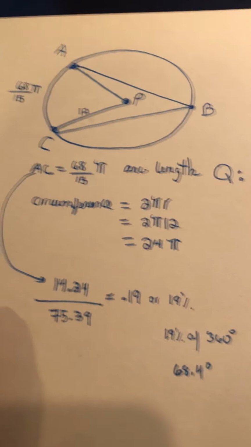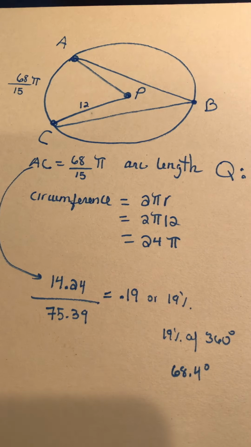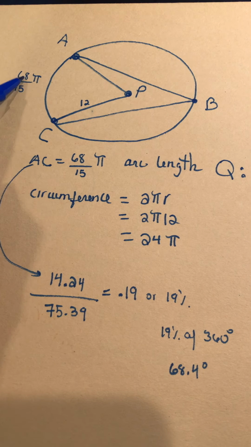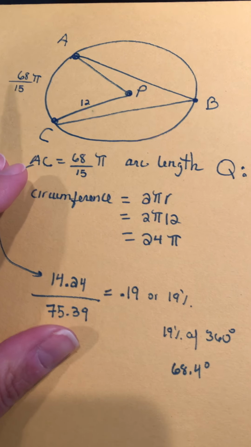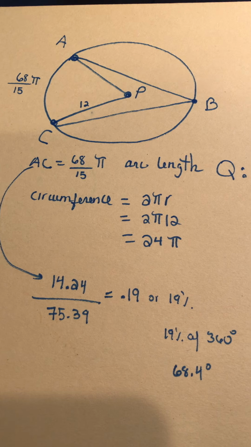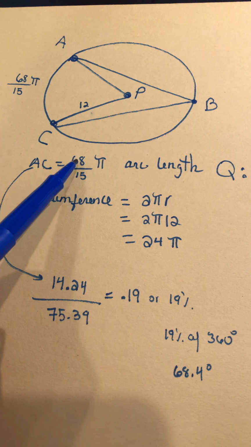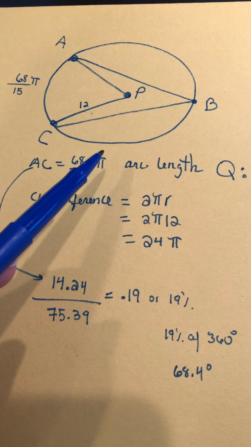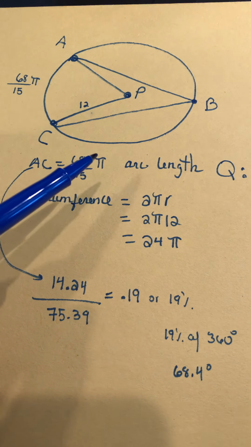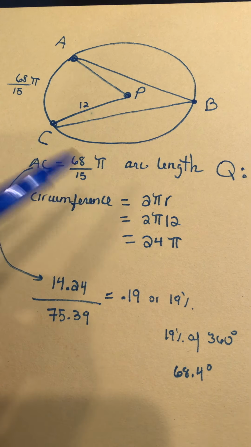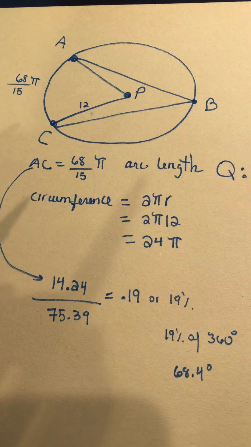Okay, so let's think about the next question. And again, same thing where I would never give you this with a pi, okay? We're not gonna do that. We'll just have everything be in degrees. So it's telling me that AC is 68 over 15 pi, but the concept is the same. So I'm just gonna kind of teach you the actual problem because you can handle this.